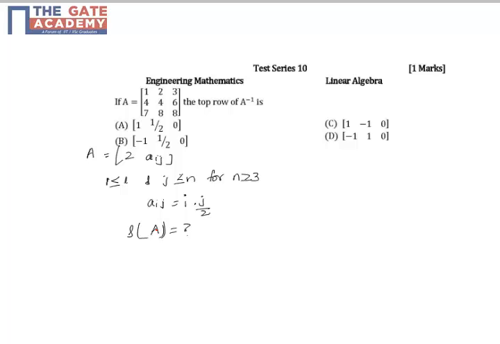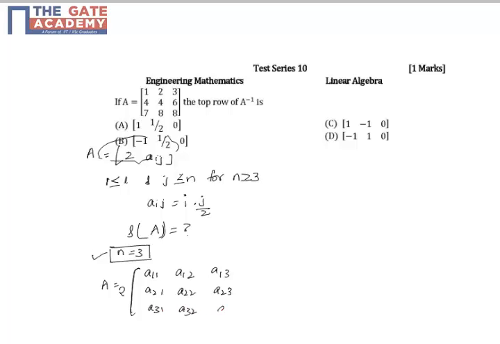For simplicity, we'll consider n is equal to 3. For n is equal to 3, you have A is equal to 2 into the matrix A11, A12 and A13, A21, A22, A23, A31, A32, A33.